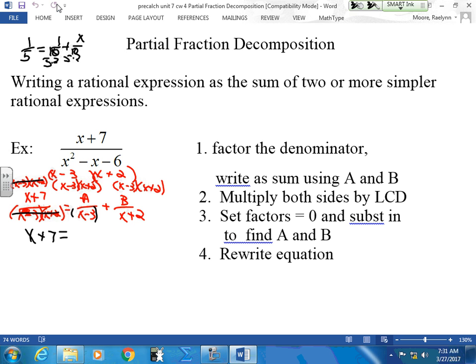Which factor eliminates over here? And you're left with A times x plus 2. Which factor eliminates over here? And you're left with B times x minus 3. See a little pattern here?